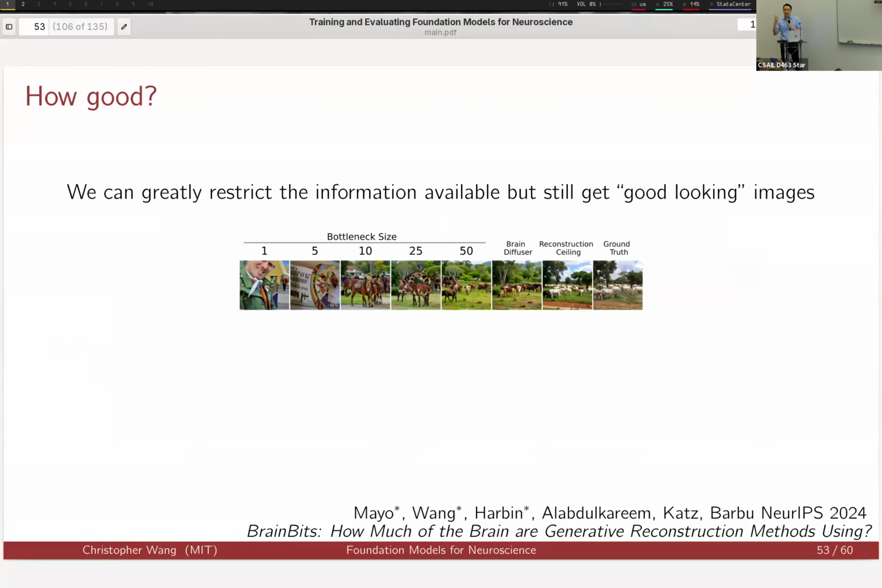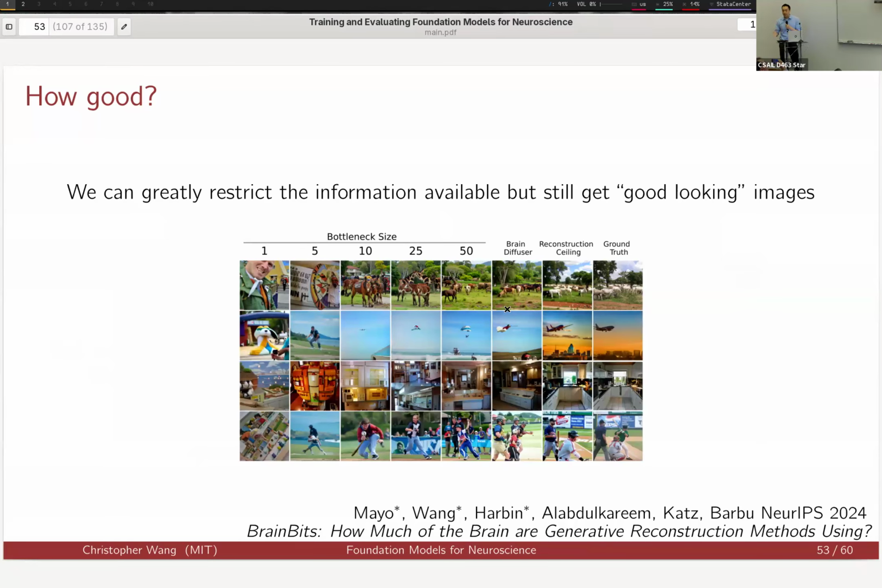You can get the input down to a very small size and still get what I would call reasonable reconstructions. So here are the reconstructions on the left for each one of the different bottleneck sizes, 1, 5, 10, 25, 50, and then on the right, the original reconstruction. Here's one example. Here's a couple more.